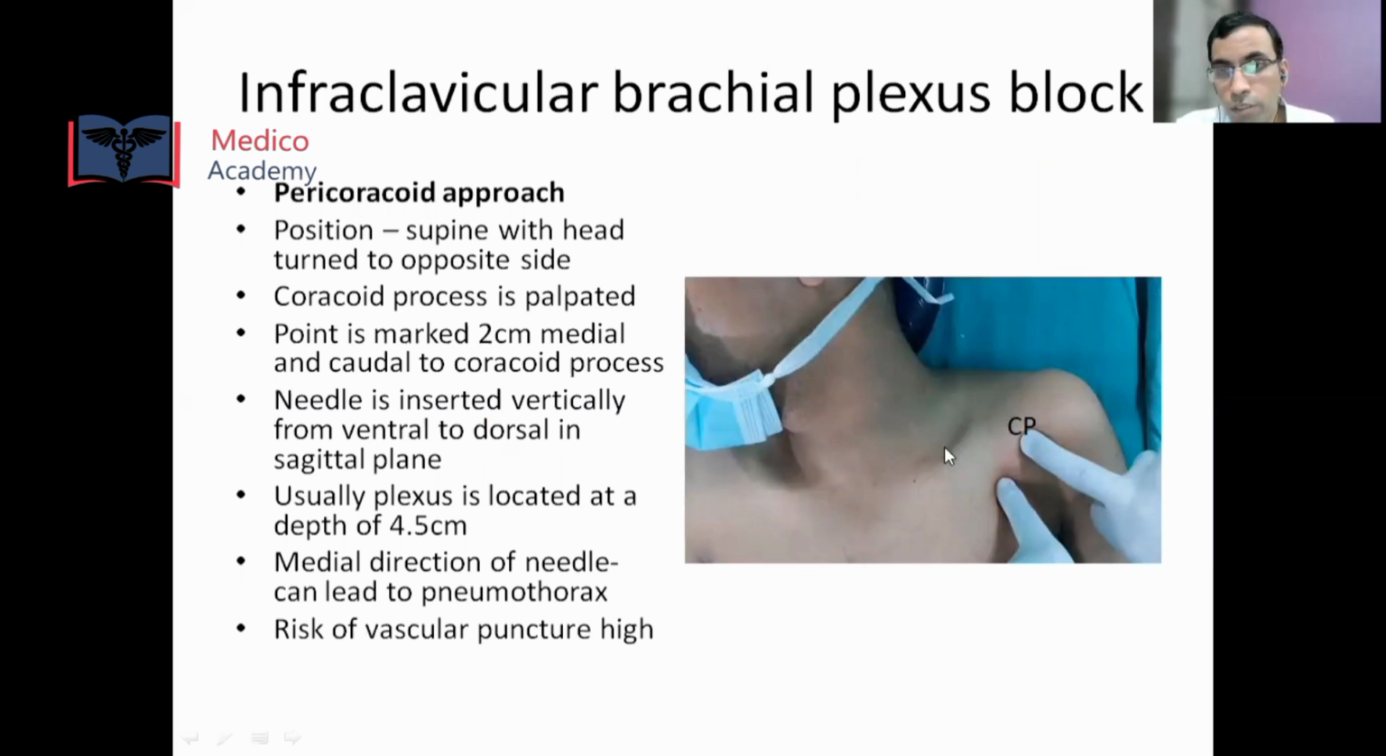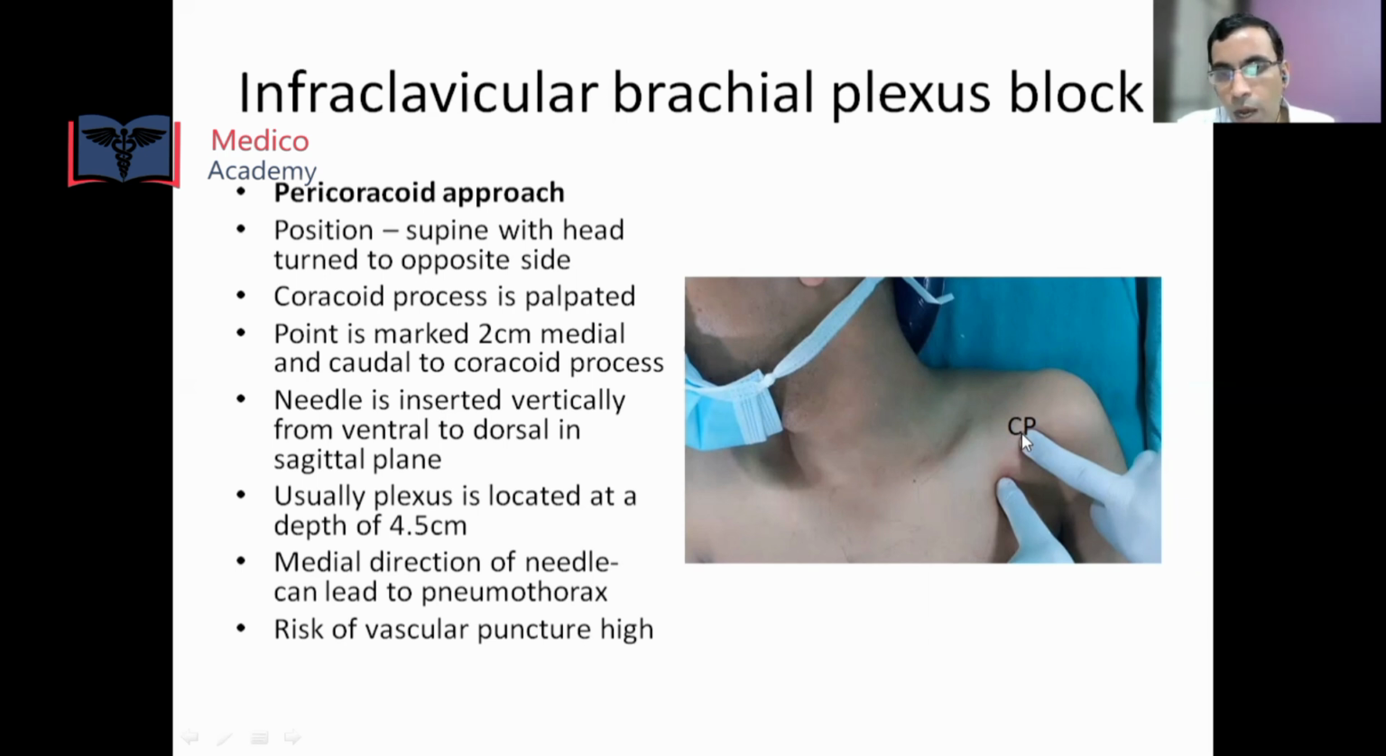There's another approach. This is the pericoracoid approach. For this approach, we again place the patient supine with the head turned towards the opposite side. The coracoid process is palpated. For palpating the coracoid process, we should start from the jugular notch, from the suprasternal notch, and we should move our fingers laterally in the infraclavicular area. The first bony landmark that is felt is the coracoid process.